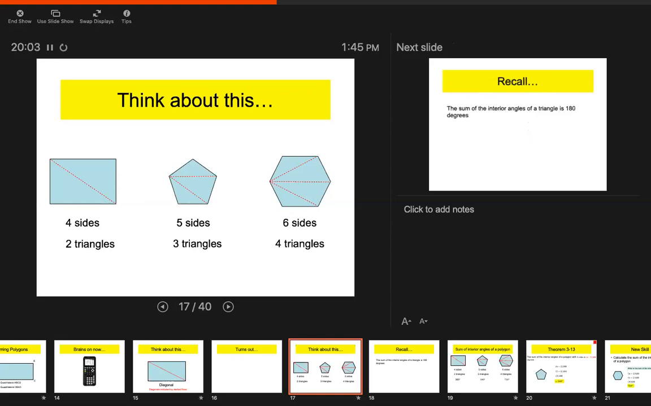See that? What if the number of sides is like 6,000? Then it would be 6,000 minus 2. But what's 6,000 minus 2?